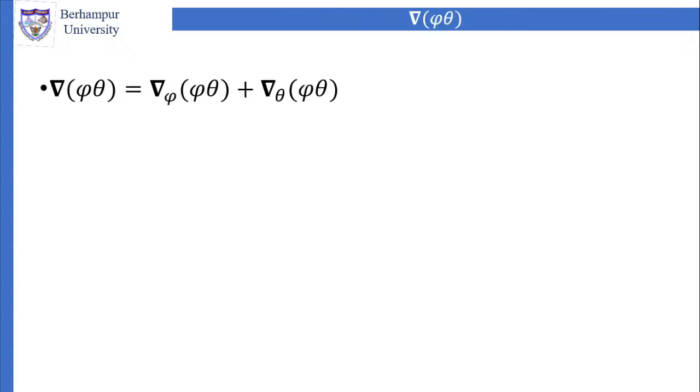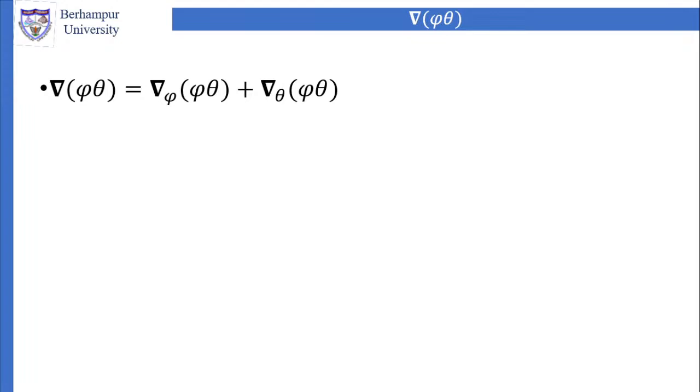Then the next identity is grad of phi theta. So gradient of phi theta. What we have here is two variables, phi and theta, multiplication of two variables, and on that we are operating grad. Now you know d of uv is equal to u dv plus v du. So in the case of differentiation, first you take one as constant and differentiate the other one, plus, take the other one as constant and differentiate the first one. Similarly here we will do the same thing.